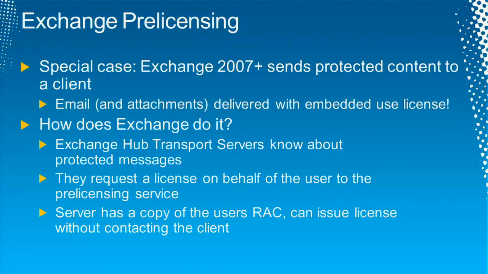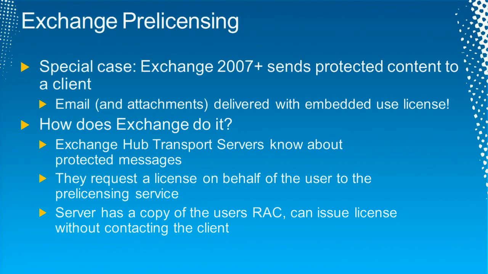So a feature introduced starting with Exchange 2007 was the capability to do pre-licensing. Essentially, Exchange will get a use license on behalf of the user and bind it back to the user's public key in the background. It calls into the RMS server to get the use license, and the RMS server gets the public key for the user and protects it back. So when the user receives a message, they already have access to the content without having to wait a few more seconds to get the use license from the server.